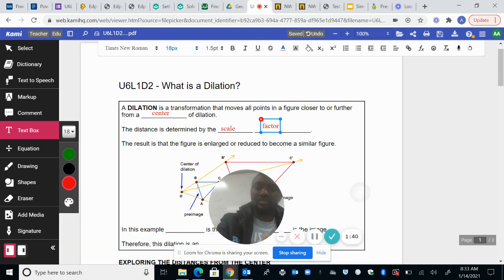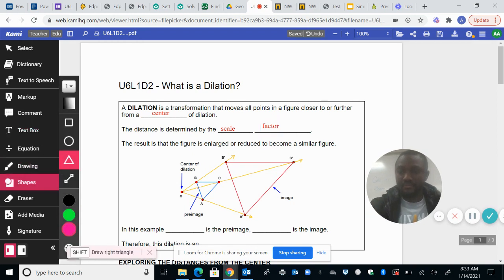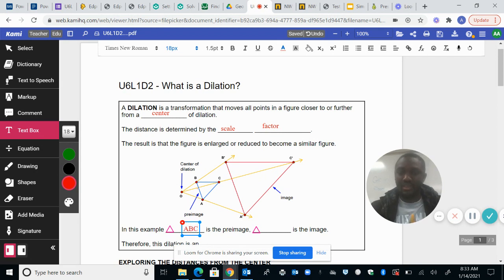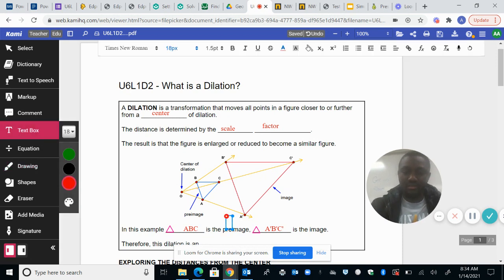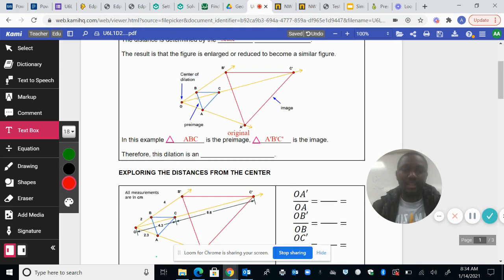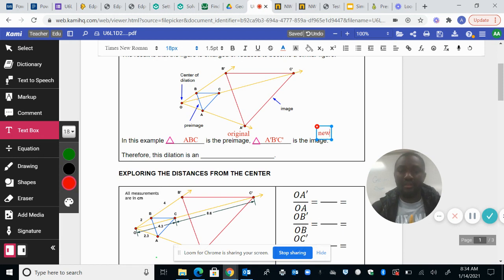So here we can say triangle one. So in this example, triangle ABC is a pre-image of triangle A prime, B prime, C prime. So triangle ABC is the original, the pre-image of triangle A prime, B prime, C prime. Okay, so you're gonna write triangle ABC is a pre-image, and then triangle A prime, B prime, C prime is the image. So pre-image can also be called original, okay? Pre-image is also called original image, okay? Then we go further, and the image is the new picture we have, that is the one in red there.